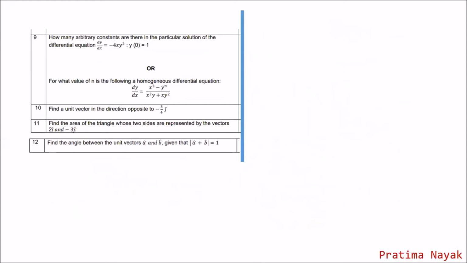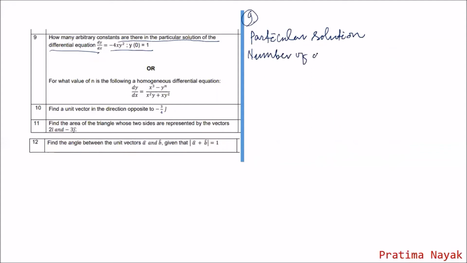Question number 9 is: how many arbitrary constants are there in a particular solution of the differential equation dy by dx is equal to minus 4x square when initial values of x and y are given? So when you are taking a particular solution, you know that we eliminate c. We don't keep any constant. So in a particular solution, the number of arbitrary constants is 0.